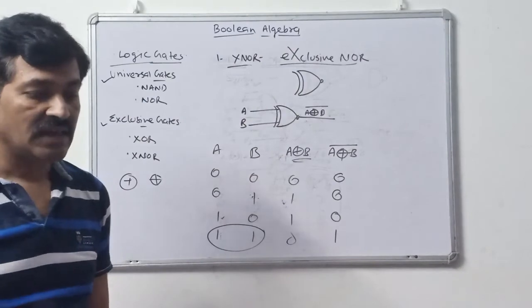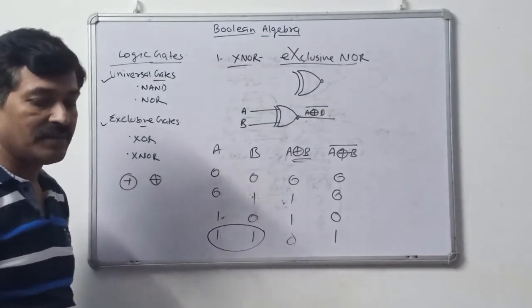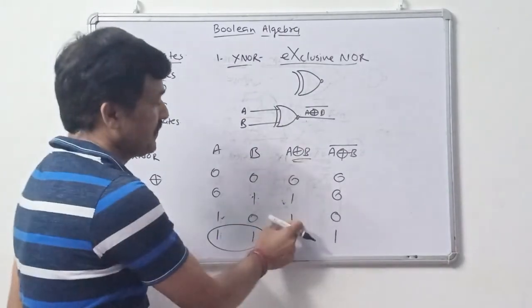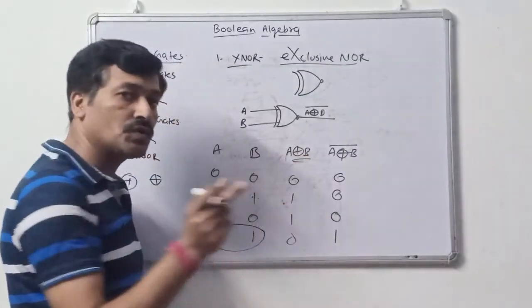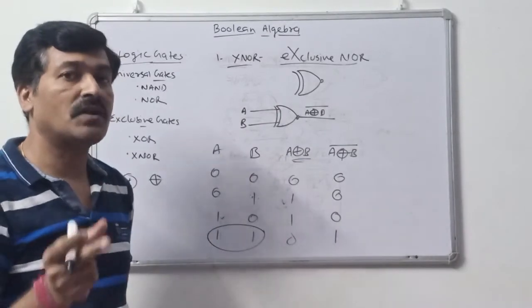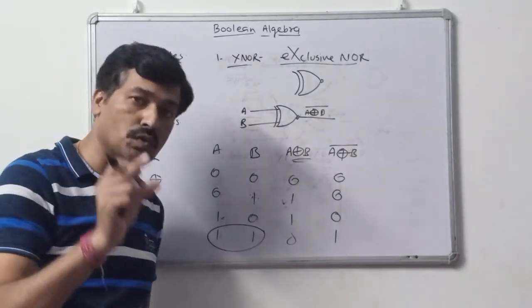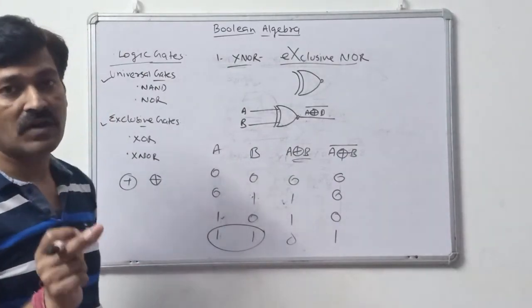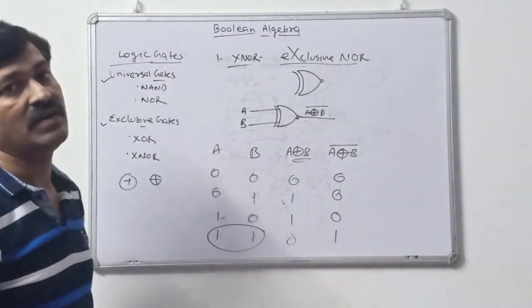Reverses in the sense, I say reverses because it changes the properties. Here XOR will show you the true result when the number of true inputs is odd, and XNOR when the number of true inputs is even.